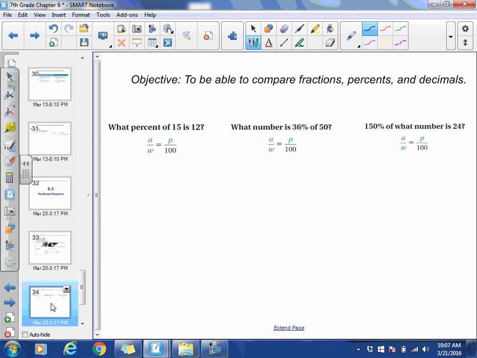All right, so let's look at this first example. What percent of 15 is 12? First thing I want to highlight is the question asked, what percent? Your answer is going to be a percent. So if you don't have a percent sign behind your answer at the end, it's going to be wrong. So we're trying to find the percent. This letter P is what we're trying to find, so that's going to be our variable. We don't know it.